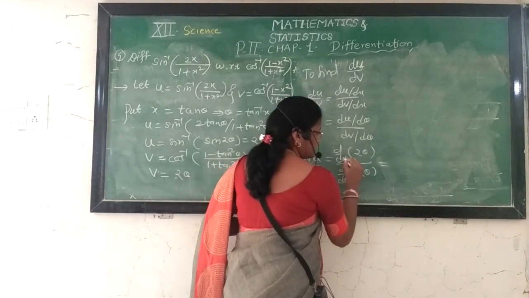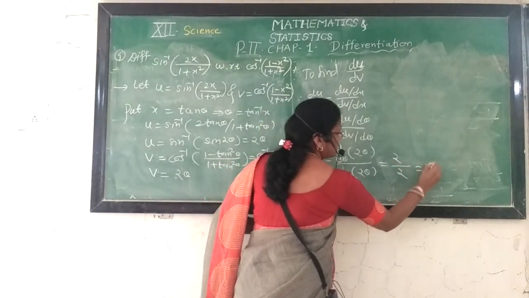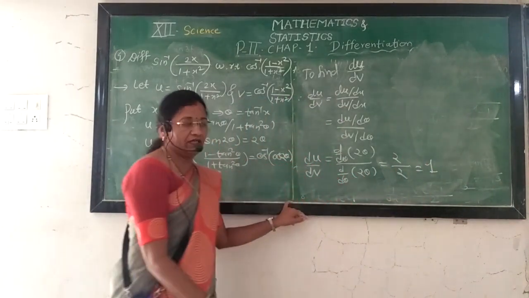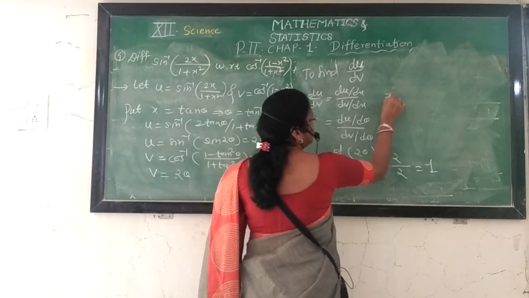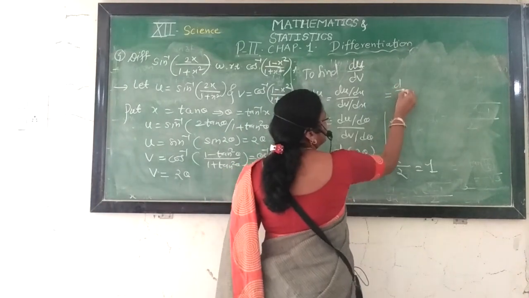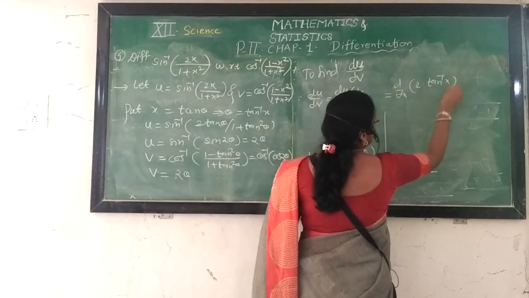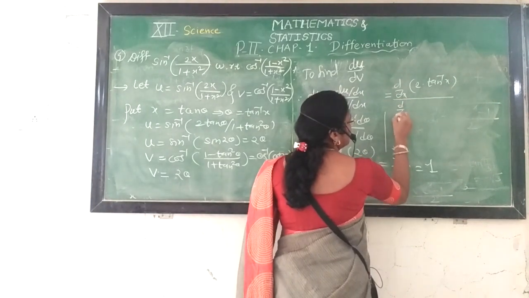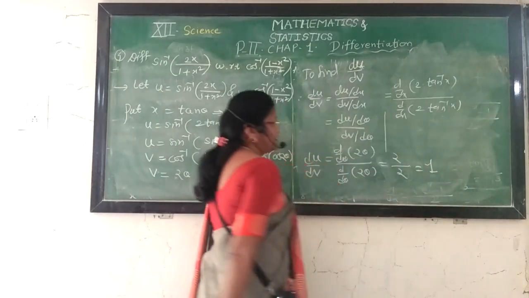Derivative of 2 theta with respect to theta is 2. Again same case here 2, and that value is equal to 1. But instead of this, suppose you can take that value in terms of x. So we get here d by dx of 2 times tan inverse x, whole divided by d by dx of 2 times tan inverse x.